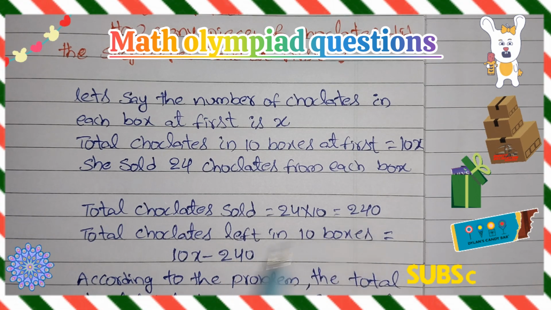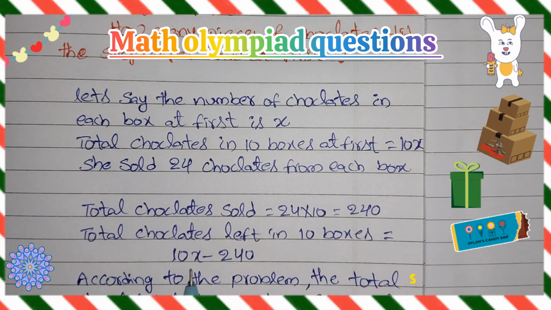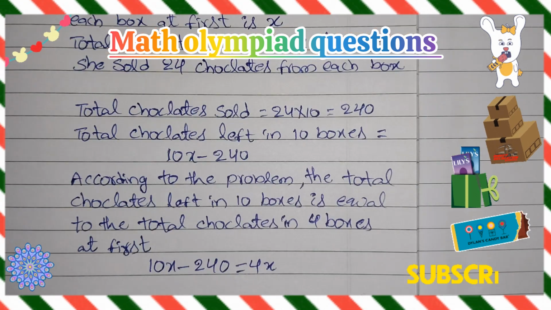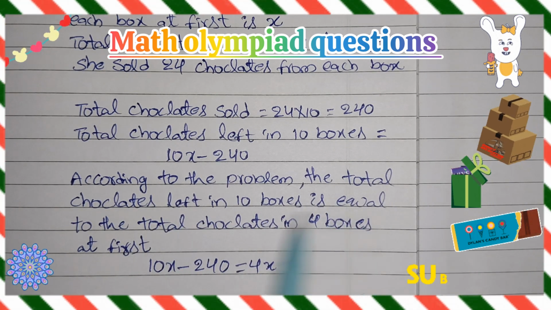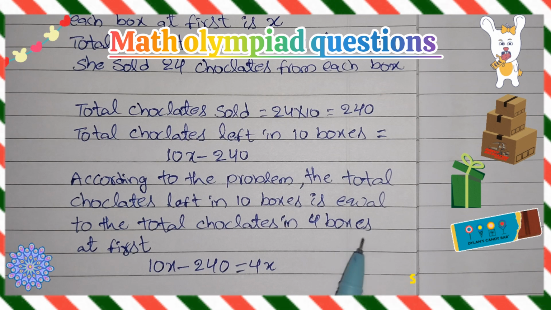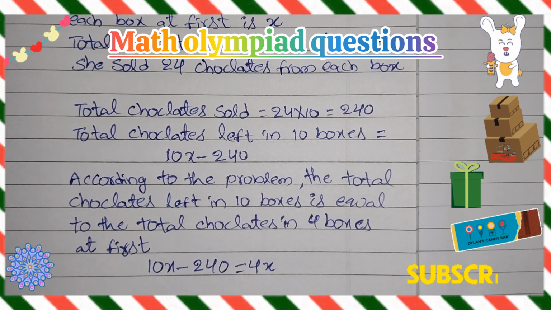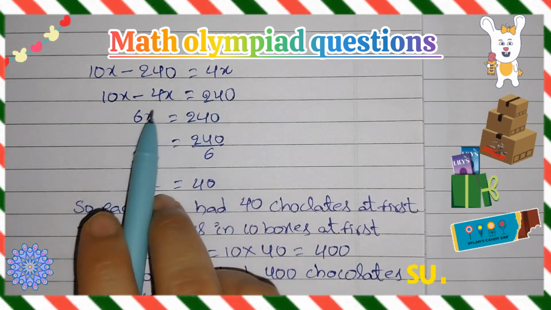Total chocolates she sold is 24 multiplied by 10 equals 240. Total chocolates left in the boxes is 10x minus 240. According to the problem, the total chocolates left in 10 boxes is equal to the total chocolates in 4 boxes at first. So the equation is 10x minus 240 equals 4x.